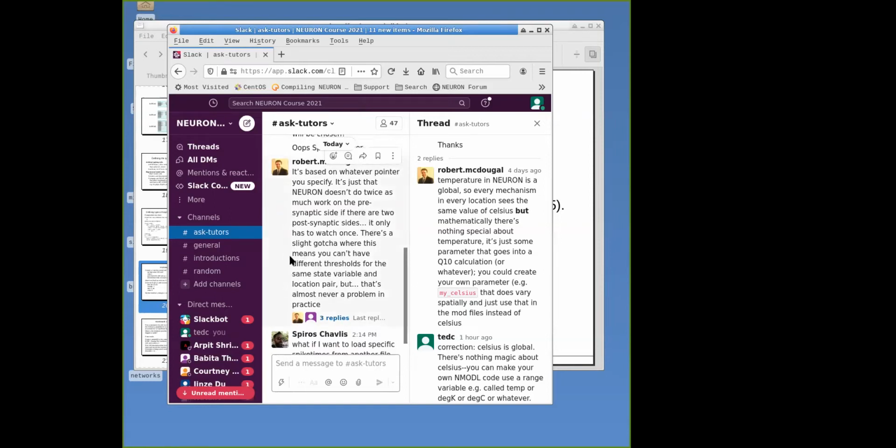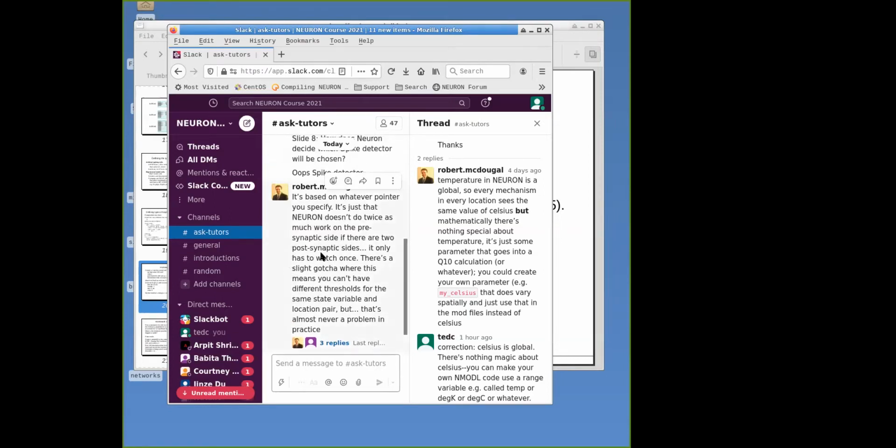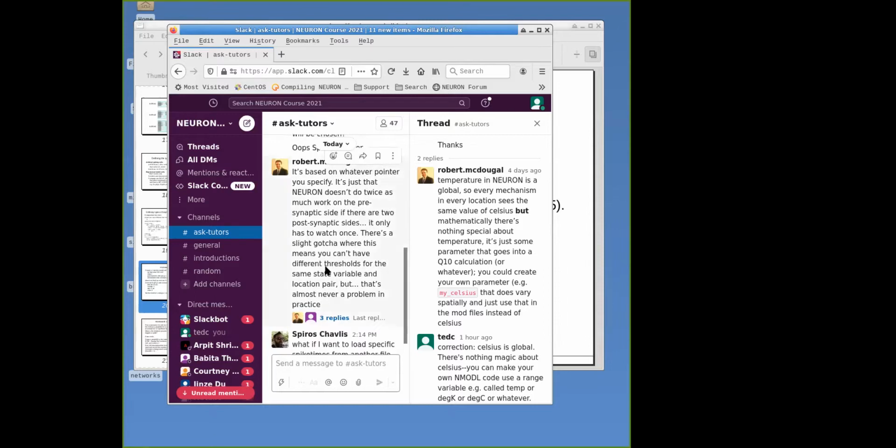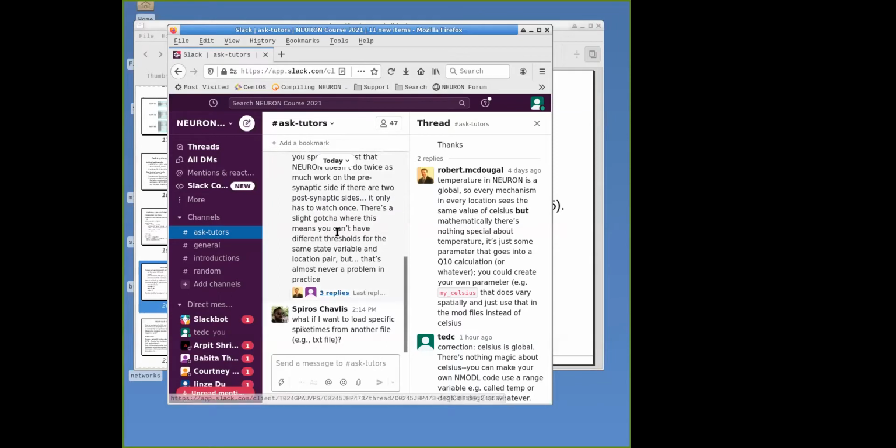But I guess the way that I interpreted that, you can create two NetCons that are monitoring the same location, the same pointer. And if you do, only one threshold will actually be applied. Yeah, well, that would be the first one that you created. Once you've created that first NetCon, that threshold is the threshold for all others that you attach to that location.